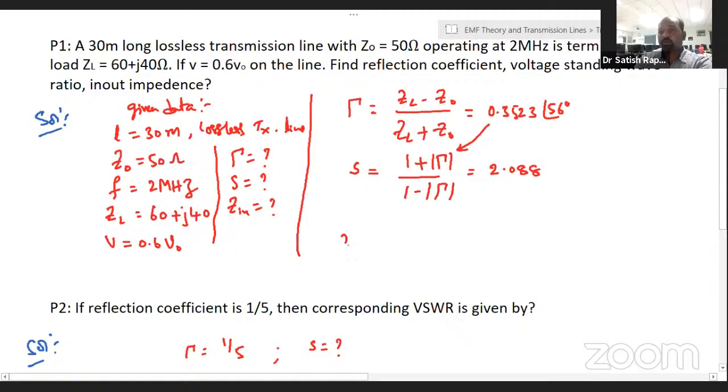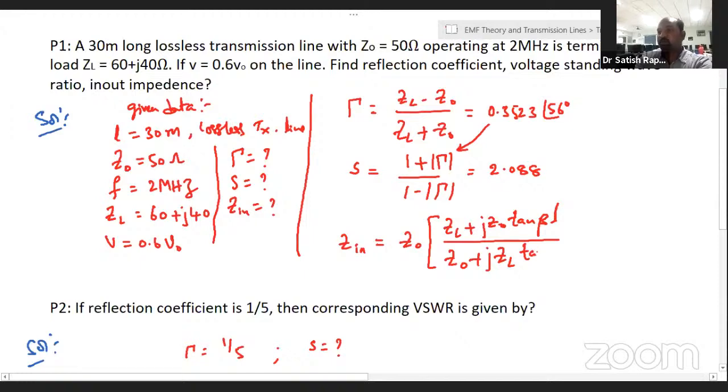Similarly, input impedance. Which formula will you take? Input impedance of a lossless transmission line. For a lossless transmission line, the formula is Z0 times (ZL plus JZ0 tan beta L) divided by (Z0 plus JZL tan beta L). So this is the formula for the input impedance of a lossless transmission line. I think everything is clear here.